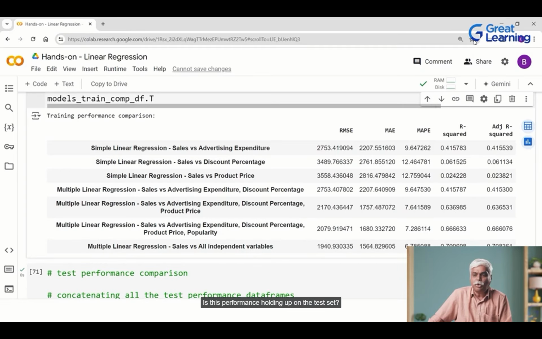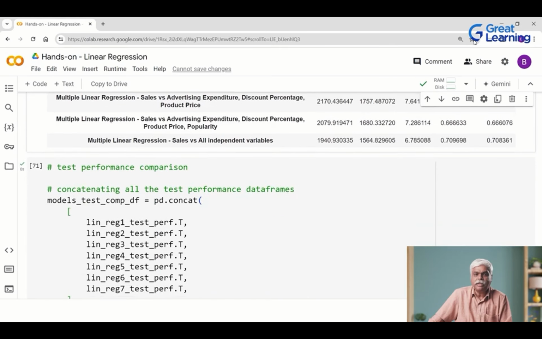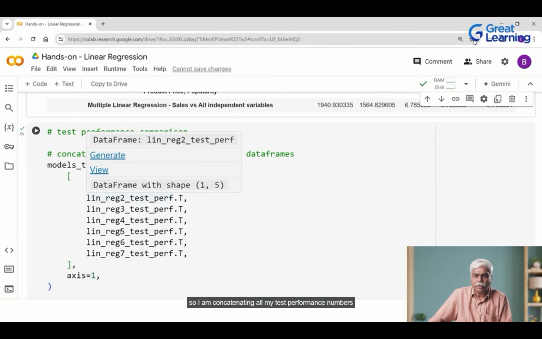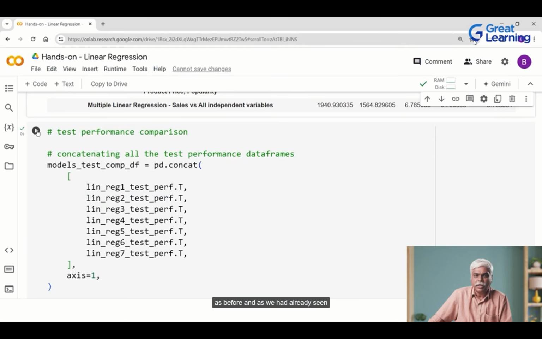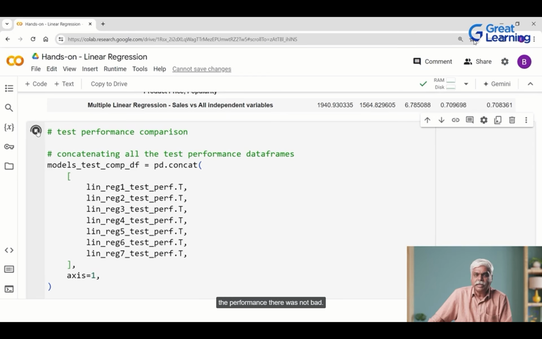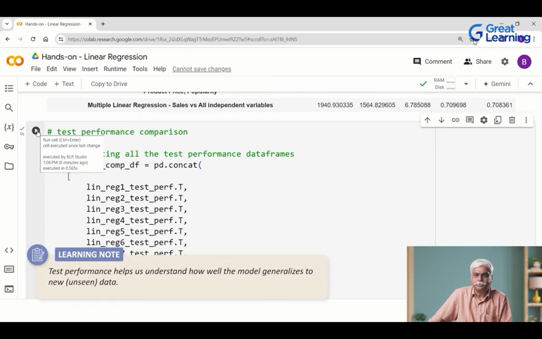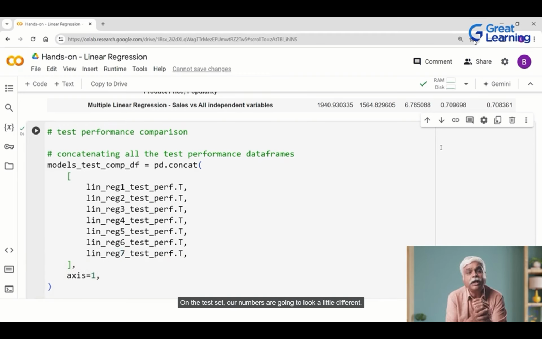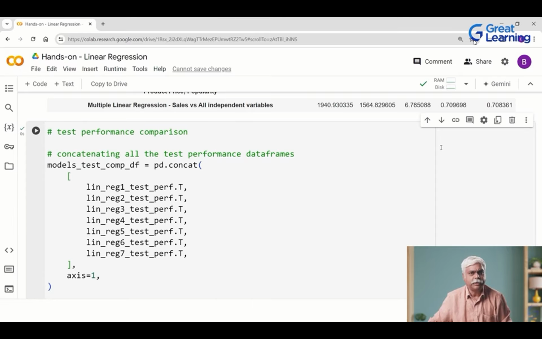Is this performance holding up on the test set? So if I now go back and I repeat this on the test performance data, I'm concatenating all my test performance numbers as before. And as we had already seen, the performance there was not bad. So does this model generalize well? To see that, we need to see performance on the test set. On the test set, our numbers are going to look a little different. But will they look substantially different?